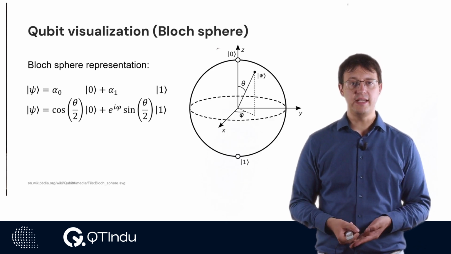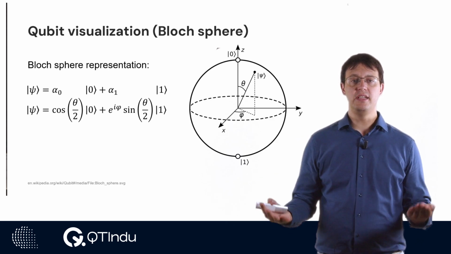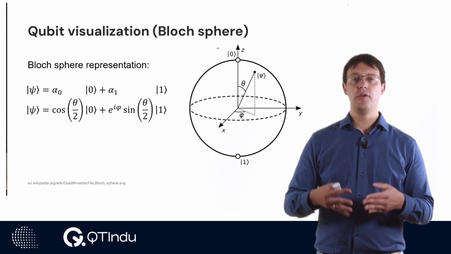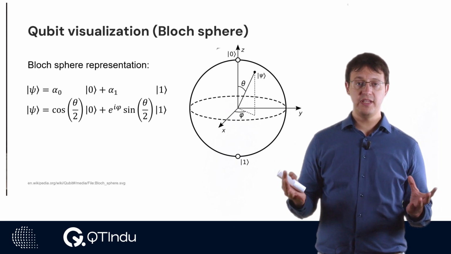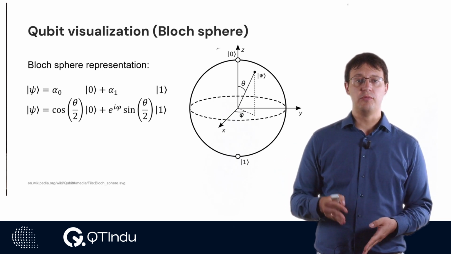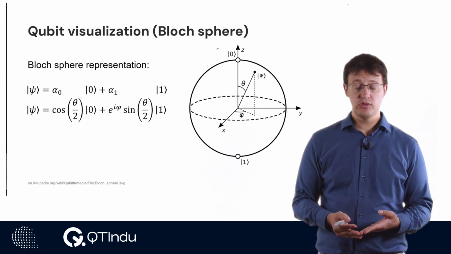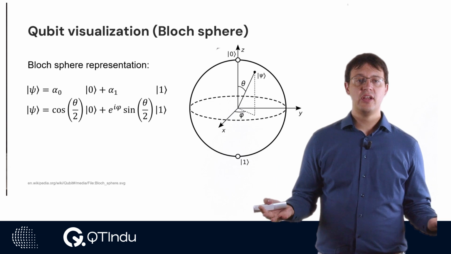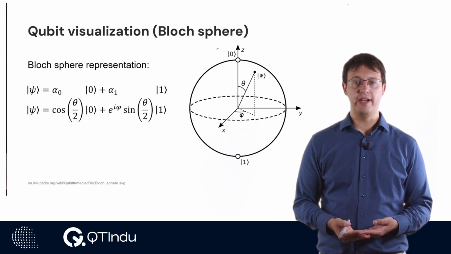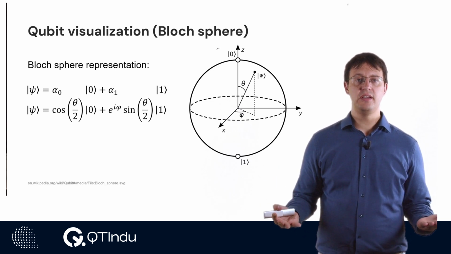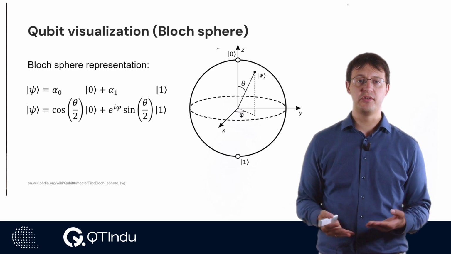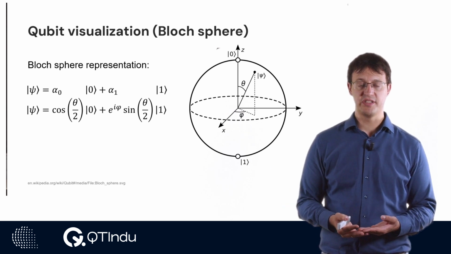And then we can visualize these 2 parameters on the surface of a sphere with norm 1, where theta describes the azimuthal angle and phi describes the polar angle. And all valid single qubit states live on the surface of this sphere.